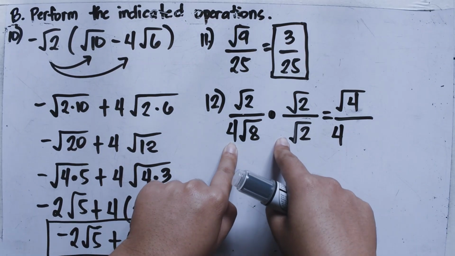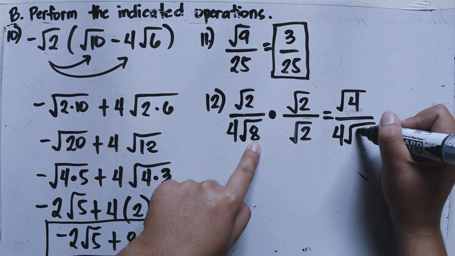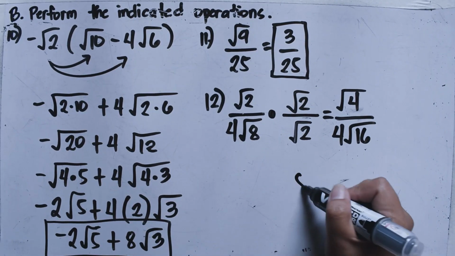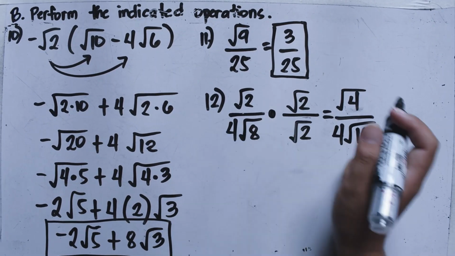Kapag nagmumultiply tayo is just 1. And then, 8 times 2, i-diretso ko na is 16. Huwag na tayo maggantong ha, kasi grade 9 na. Okay na, mag-dirty. Ayan, next.